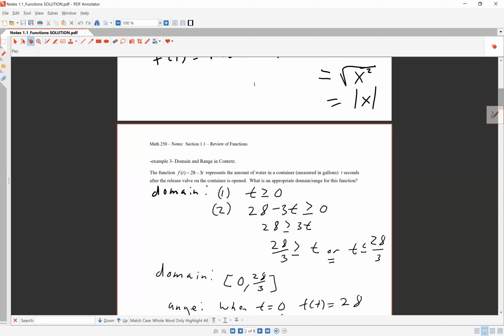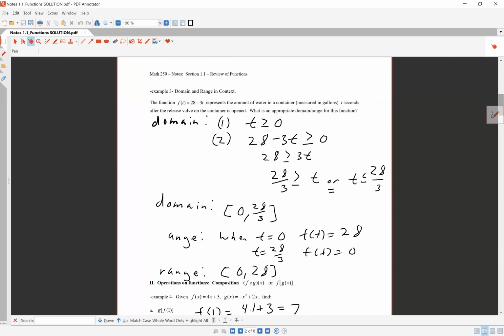And so you solve for t, you get 28 is greater than or equal to 3t, or 28 thirds is greater than or equal to t, or t is less than or equal to 28 thirds. So your domain, because of the physical restrictions of the problem, is 0 to 28 thirds. If there weren't these physical restrictions, and I just said here's a formula, then the domain and range would be all real numbers. But because t is in seconds and the dependent variable is water, the domain is 0 to 28 over 3.